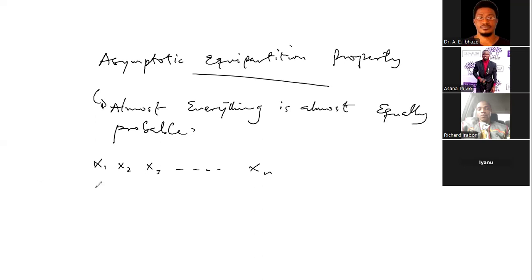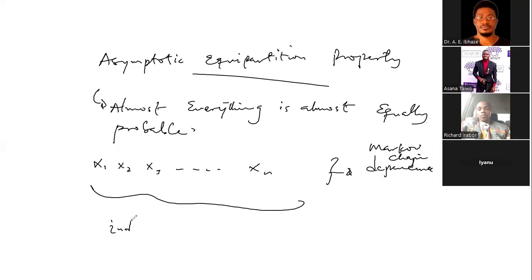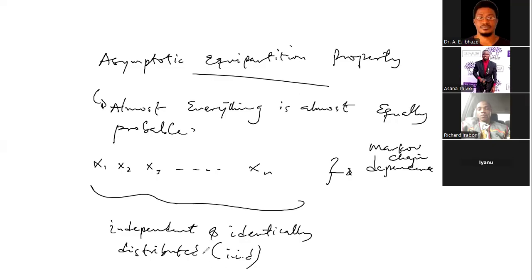Then what we want to figure out is this. Does this sequence form a Markov chain? Now, if it forms a Markov chain, then it means there is some level of dependence, right? So then we won't be able to treat this sequence as if it were independent and identically distributed, IID for short, right? So it's either these variables are independent or they are dependent.